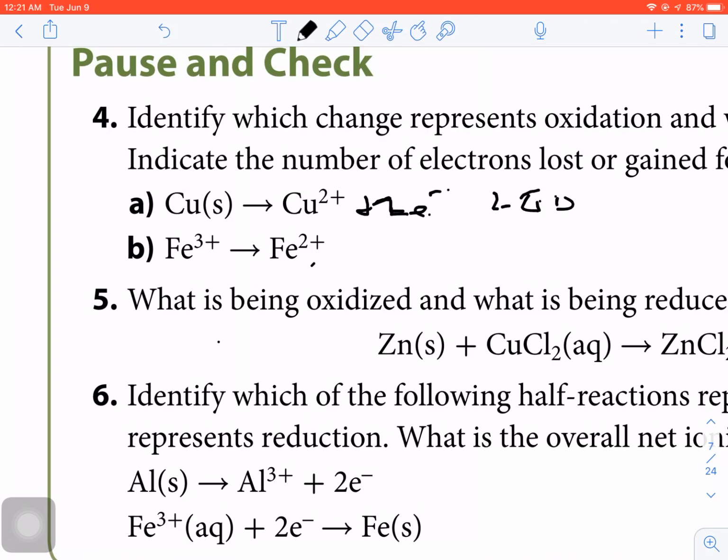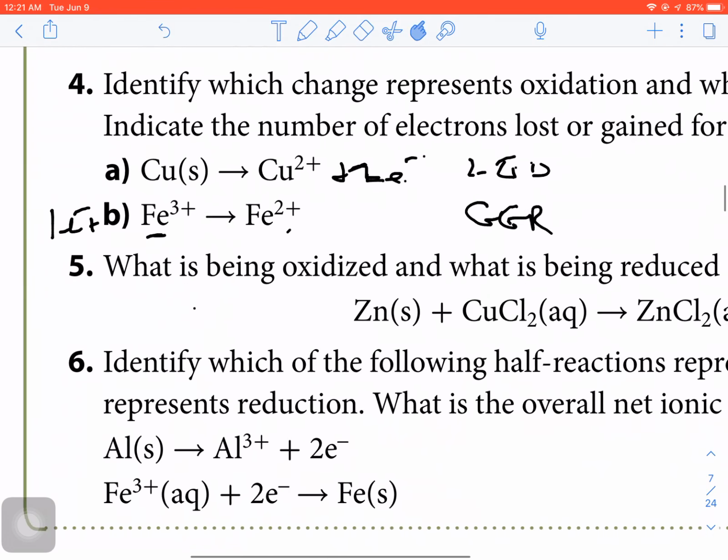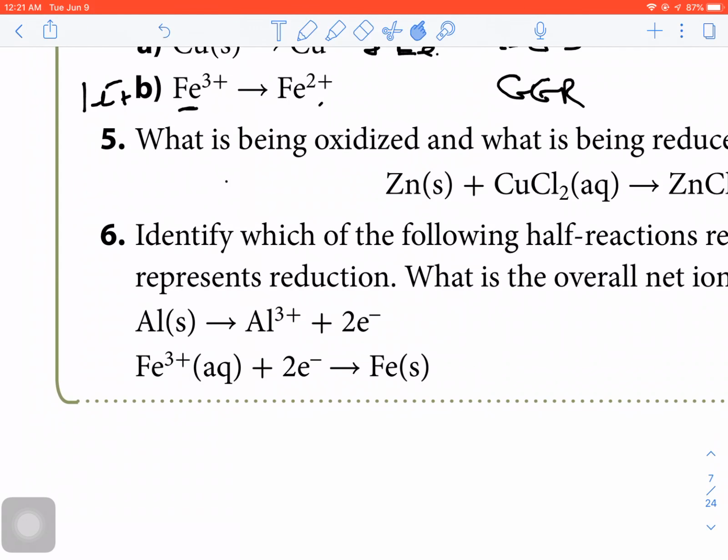I have 3 plus on the left and 2 plus on the right. How do I make them the same? By adding electrons. If I add an electron to the left, the negative will bring the 3 plus down to 2 plus. So I'm going to add 1 electron on the left side, which means the iron 3 plus here is my GR. It's gaining electrons. Okay, so always look at the charge to figure out which side is gaining or losing electrons.